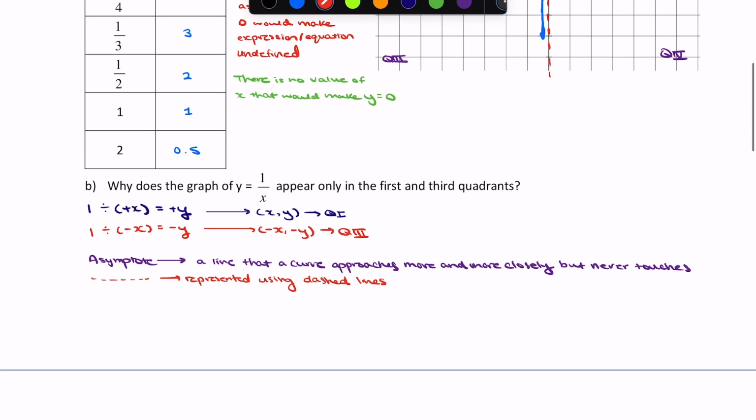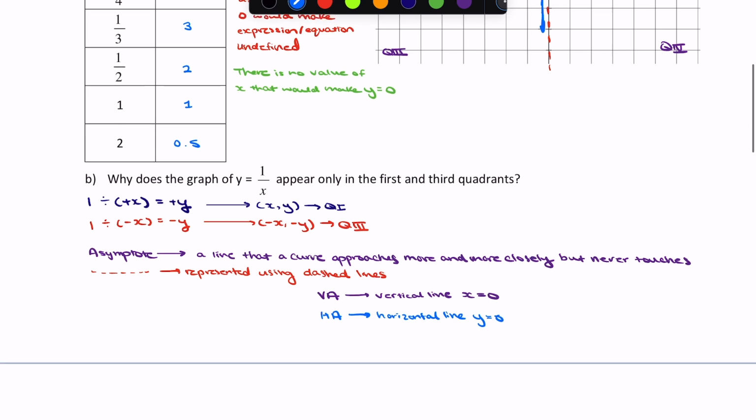Okay, and so here, again, we saw that we had two types of asymptotes. We had the vertical asymptote, that was the vertical line, which was x is equal to 0. And we also had a horizontal asymptote, which was the horizontal line, which was y is equal to 0. So again, we use VA and HA to represent our vertical and horizontal asymptote.